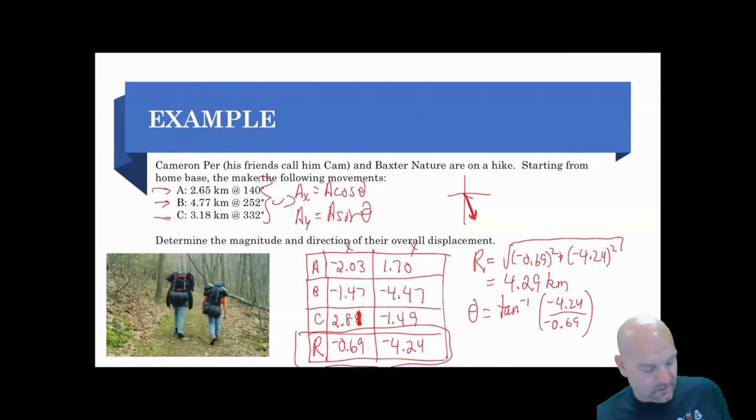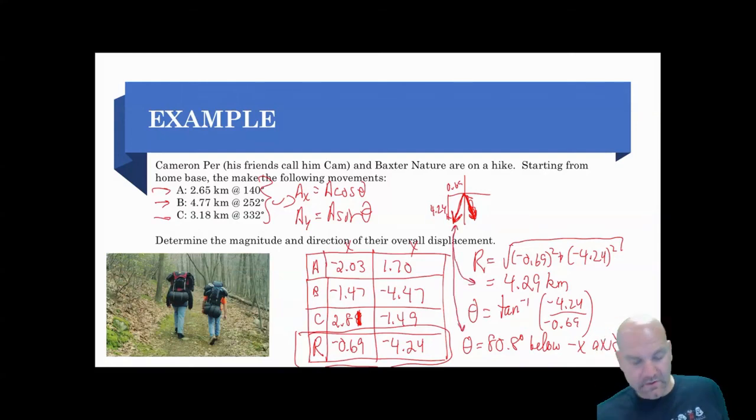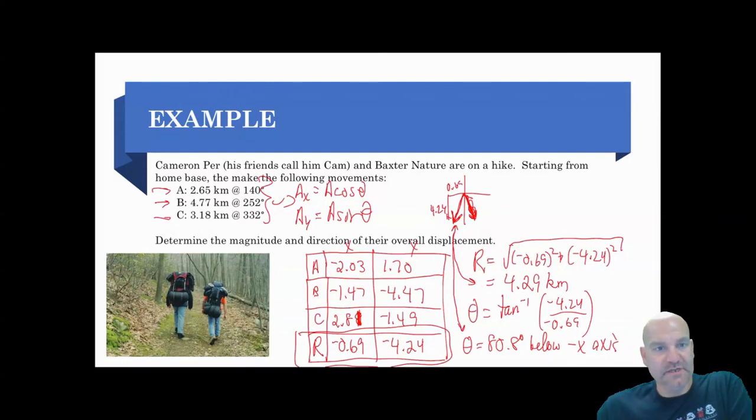Again, I'm using the negative signs, but when I plug into my calculator, because negative over negative is a positive, I can just put in the positive, and I have to indicate where I'm at. So 80.8 degrees below the negative x-axis. So this really should be over here. This is like 0.69 kilometers. This is 4.24 kilometers. And the length of this arrow is those two answers right there. So again, vectors, vector resolution, vector addition is very important.